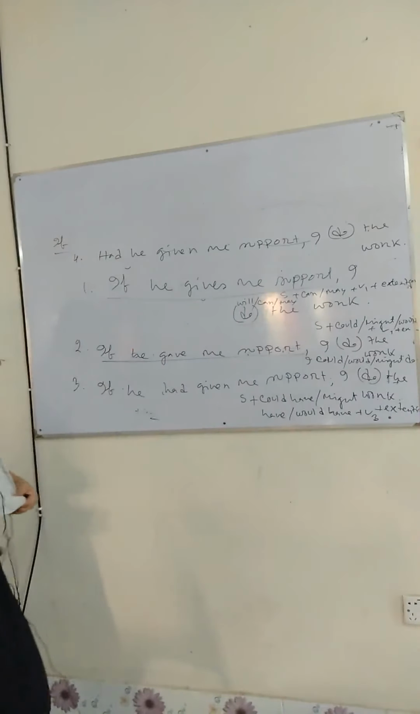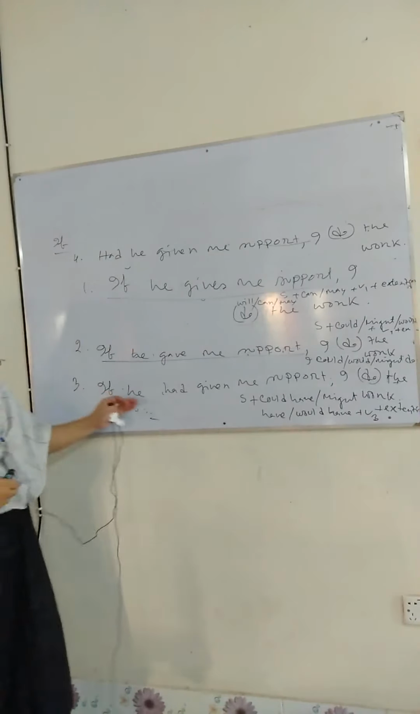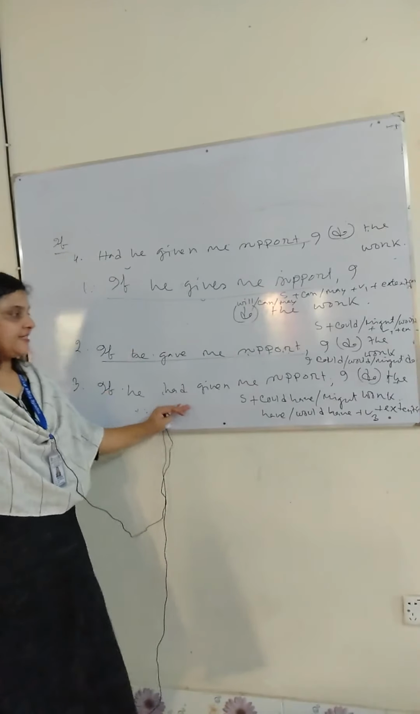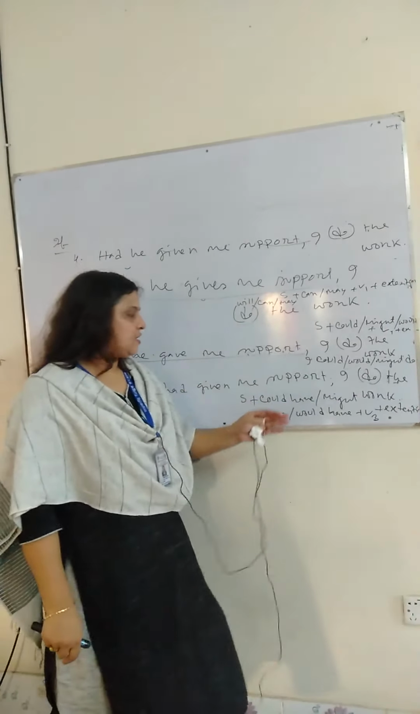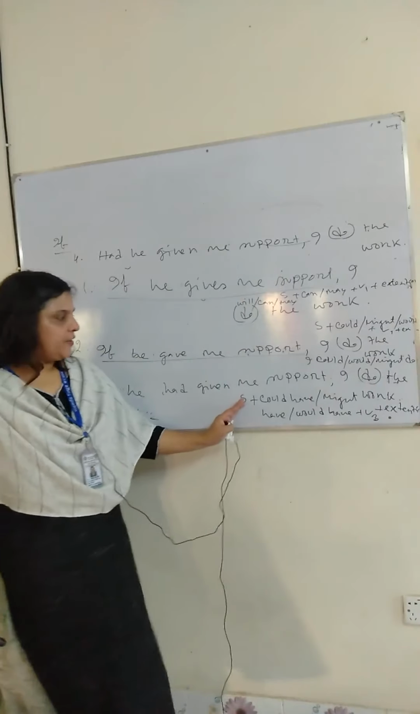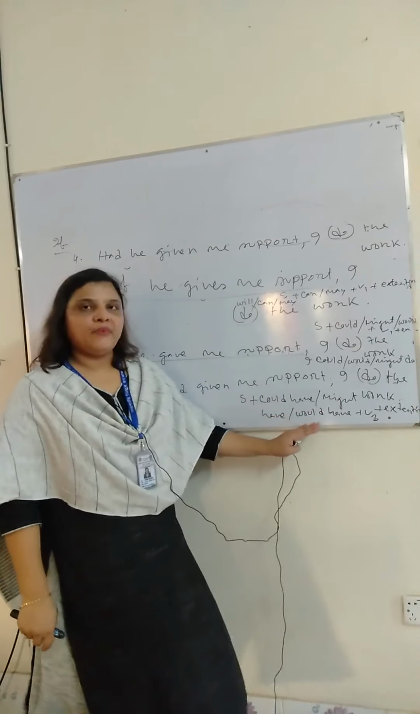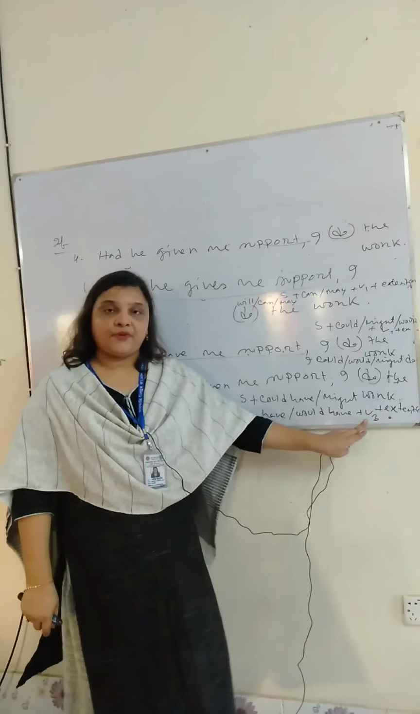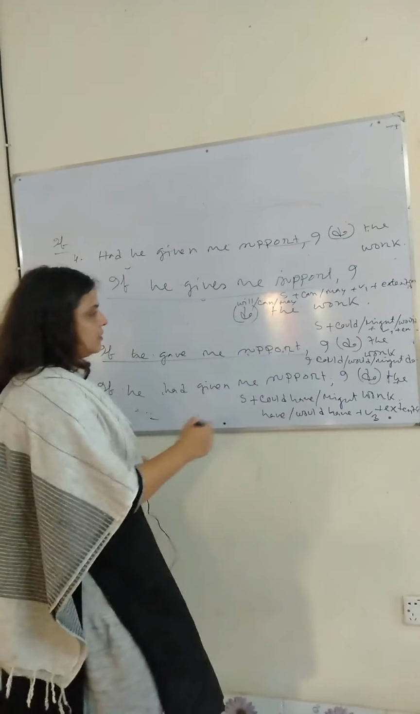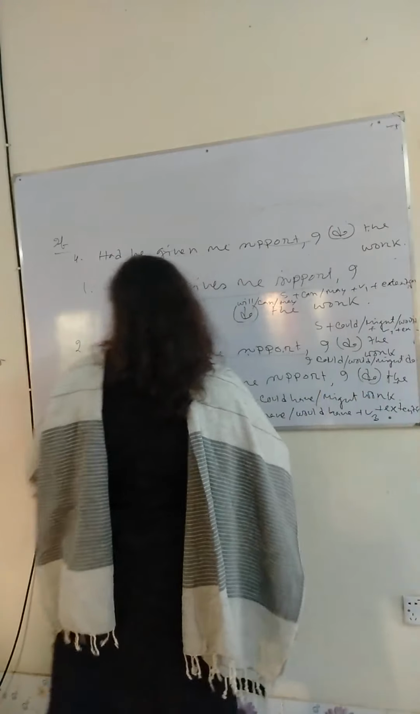Again I am saying, whenever the subordinate clause is in past perfect tense, then in the next clause, after the subject, you can use could have, might have, or would have, and the verb must be in past participle form. Okay? So see the sentence, what will be the correction?